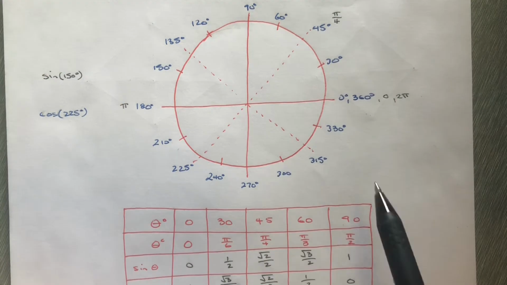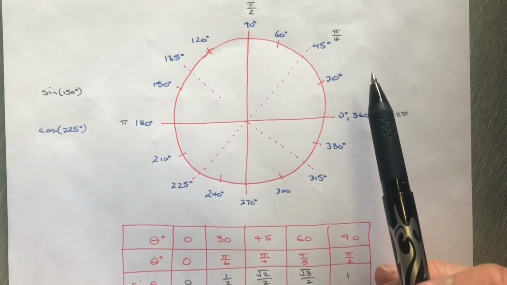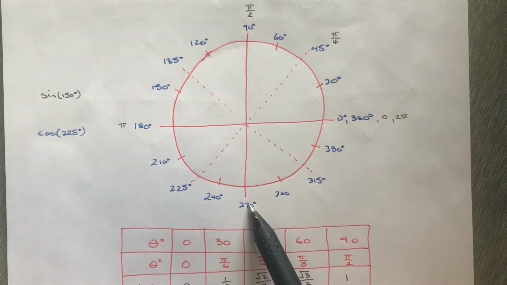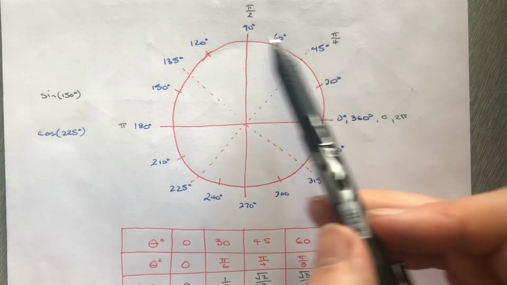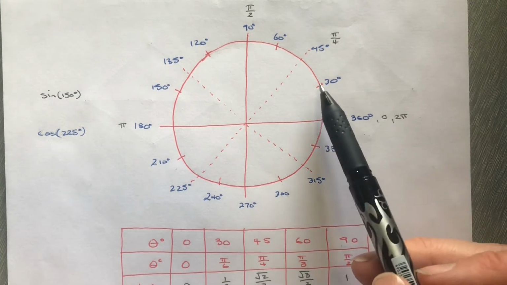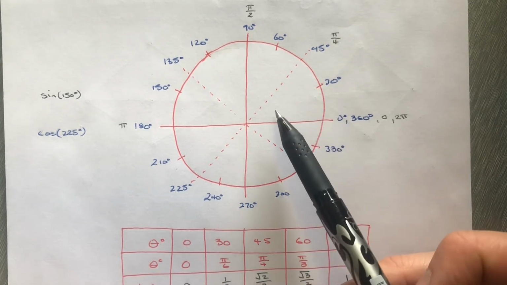So you can keep on going around and you'll be able to get these ones pretty quickly. The harder ones are maybe the multiples of 30.